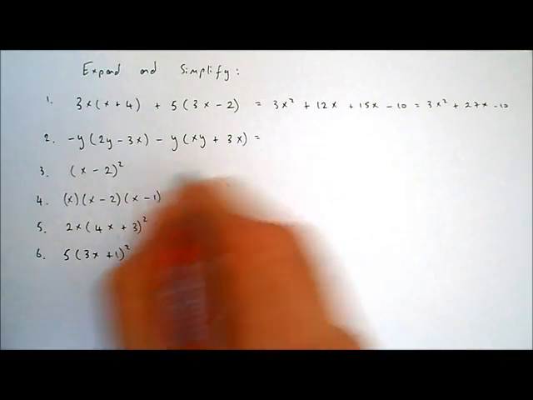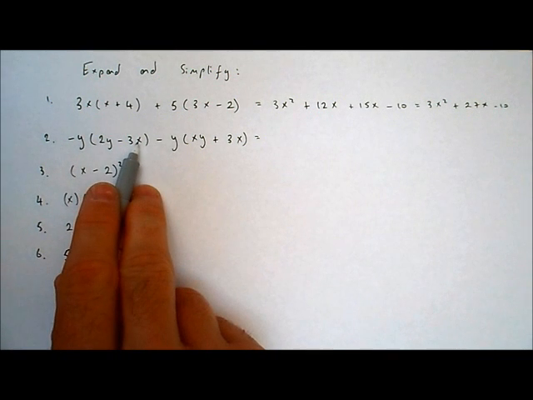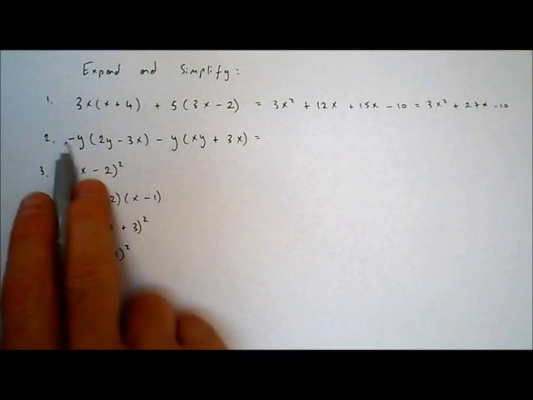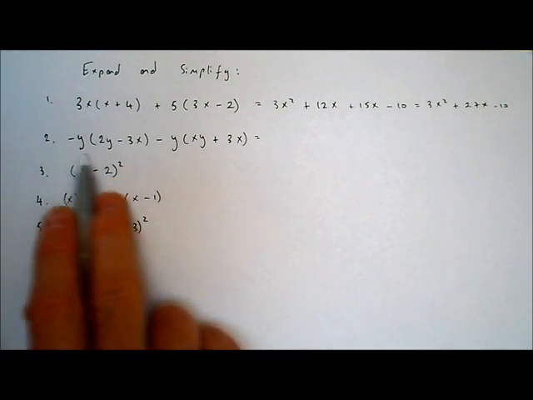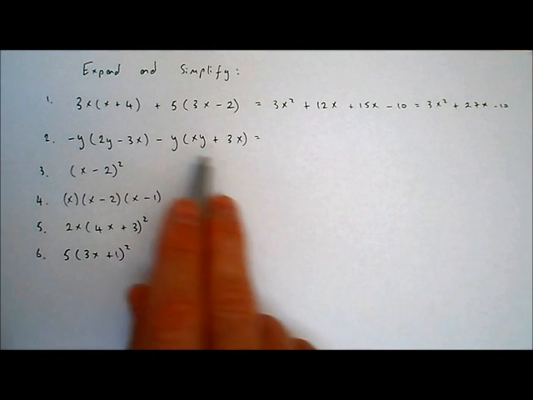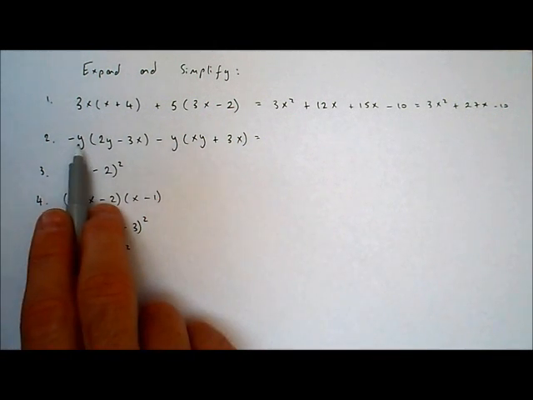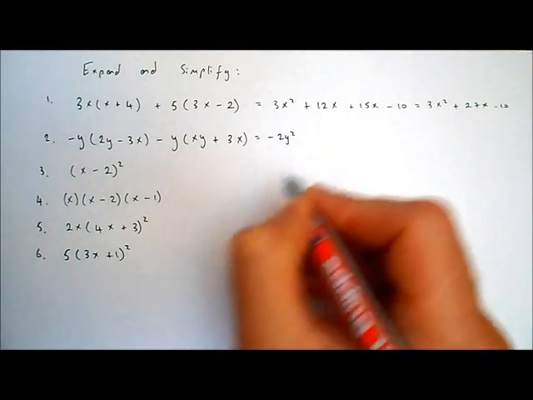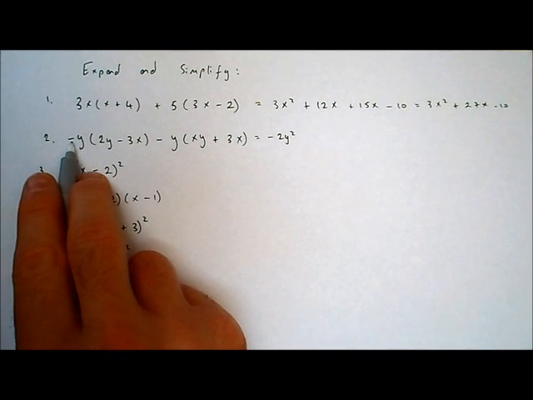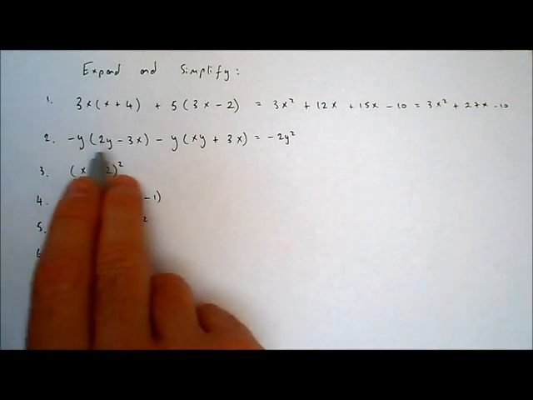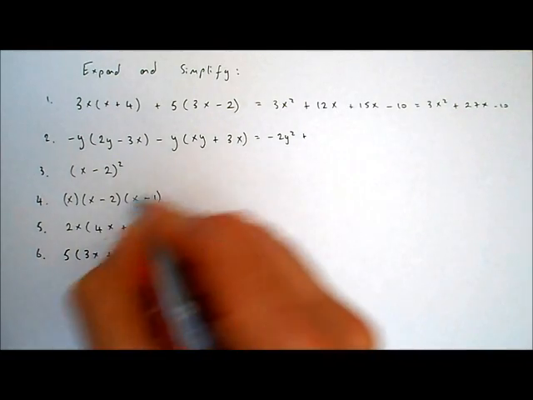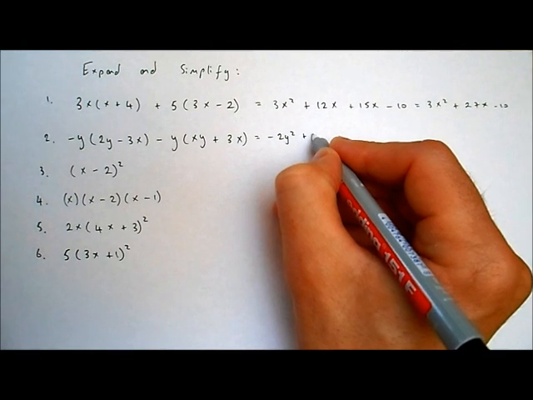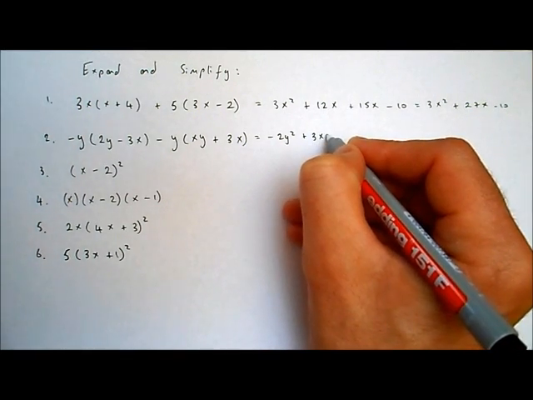Okay, this one, we've got minus y bracket 2y minus 3x minus y bracket xy plus 3x. So I have to multiply out these. I've got to expand this part of the expression here, and I've got to expand this part of the expression. So minus y multiplied by 2y is going to give me minus 2y squared. Y by y is y squared, and it's a minus because of that minus. And minus y times minus 3x, well, it's going to be a plus because it's minus by minus. So minus y by minus 3x is just going to be plus 3xy. And I can either write xy or yx.